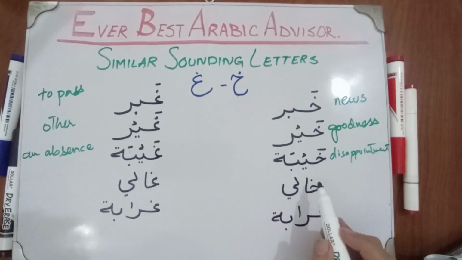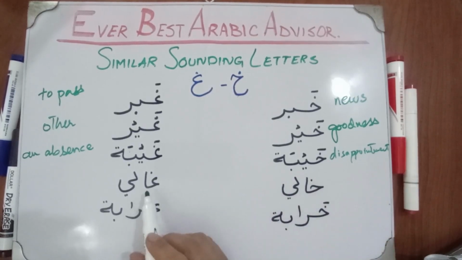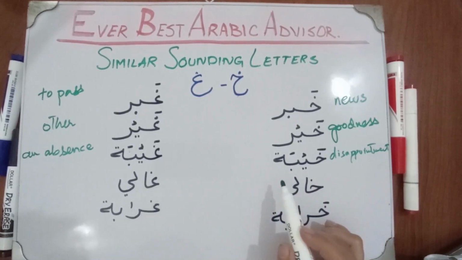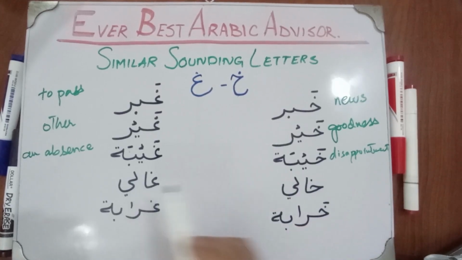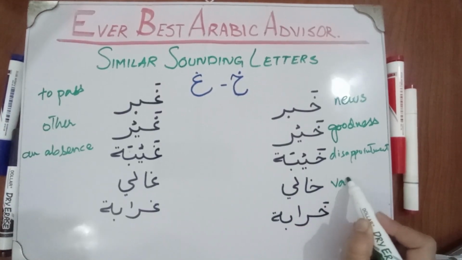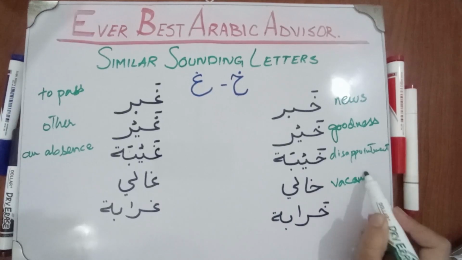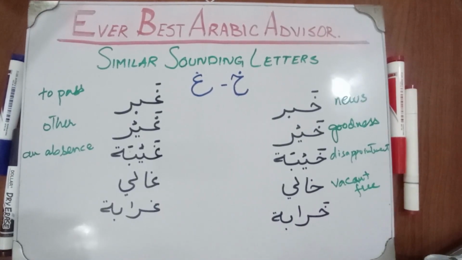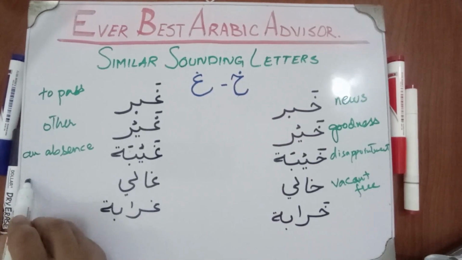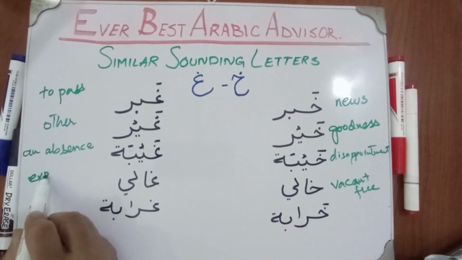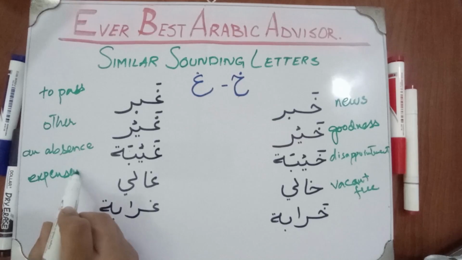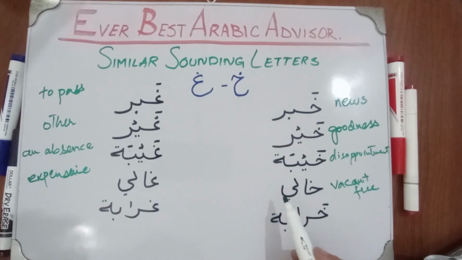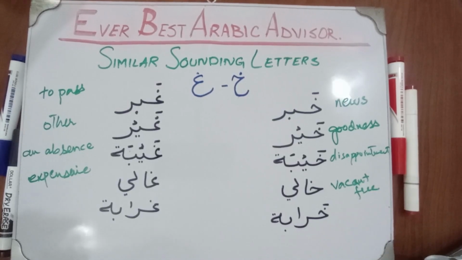The next word is khali and ghali. Khali is vacant, or you can say free, just like a vacant space. And ghali is expensive. Khali, ghali.